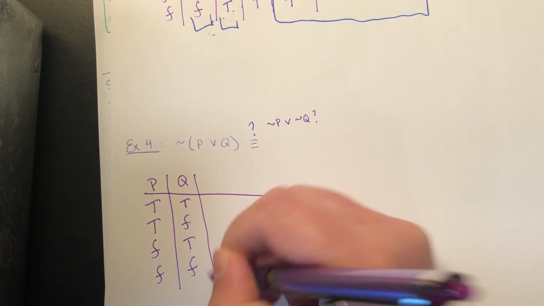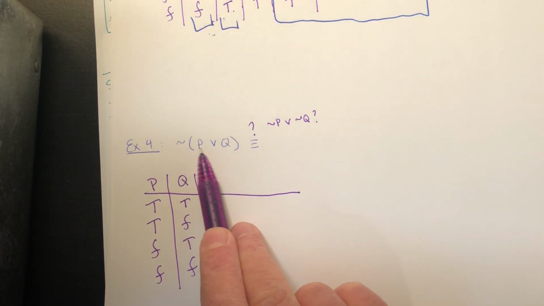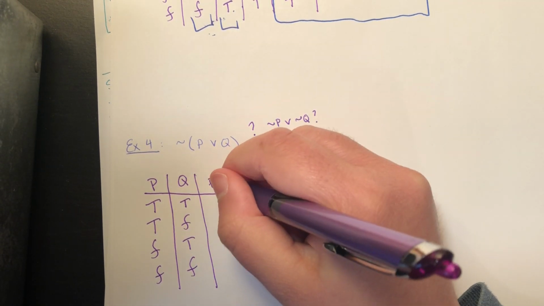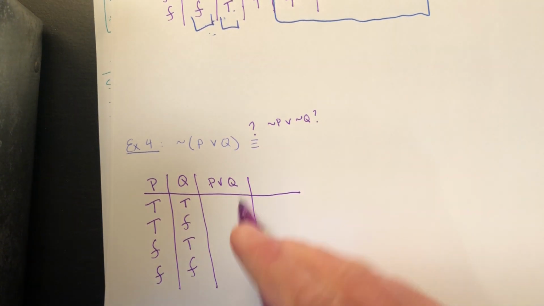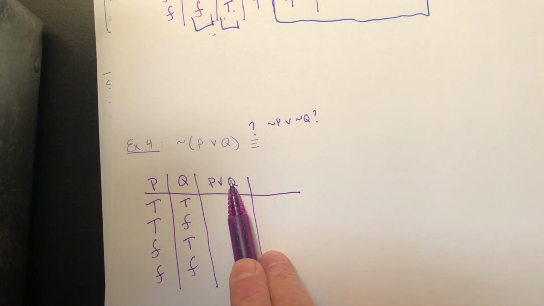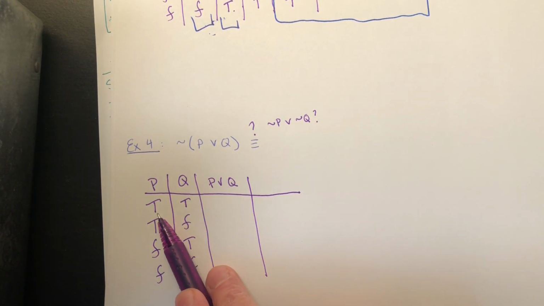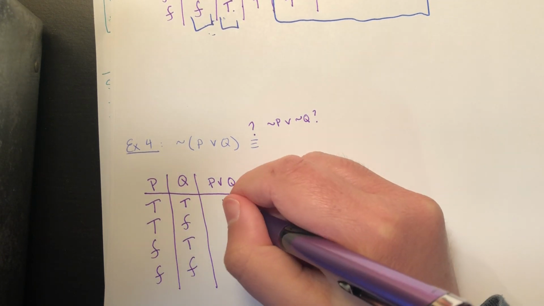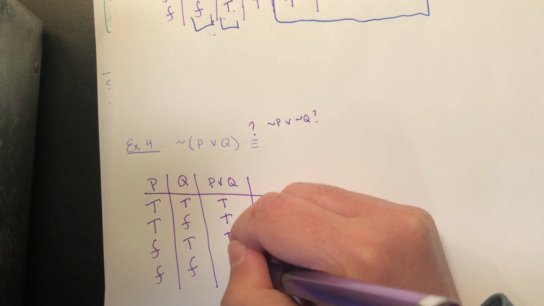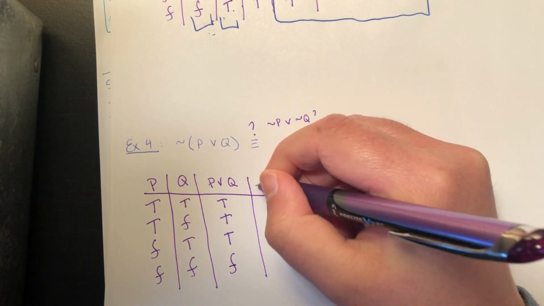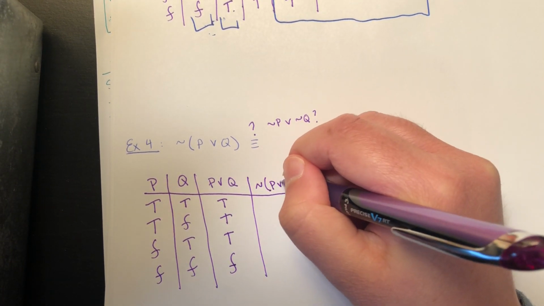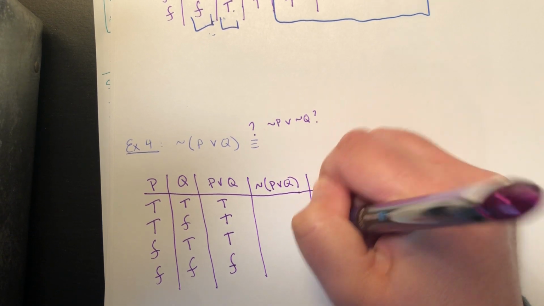All right, if I wanted to find a column for the negation of P or Q, then I'm going to have to start with a column for P or Q, and then I'll negate it after. So this or statement is going to be true as long as at least one of the base statements is true. So it'll be true, true, true, false. And now I want to take that or statement, that disjunction, and I want to negate it.